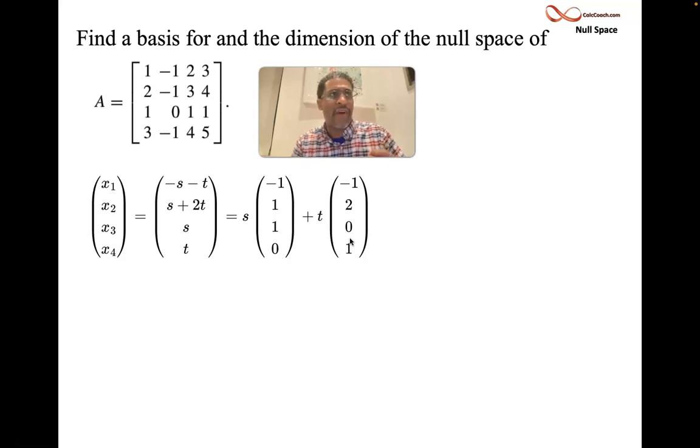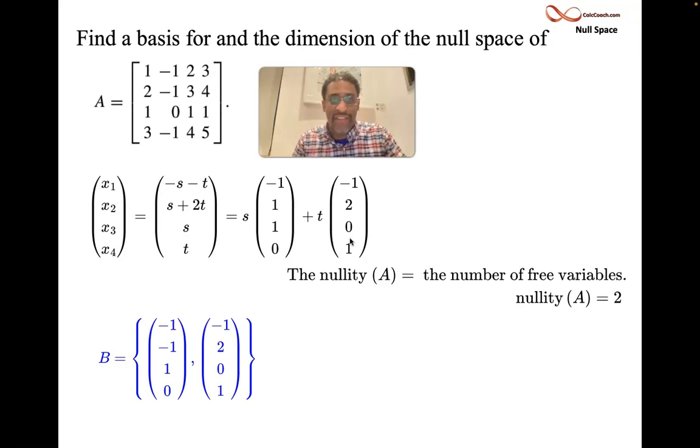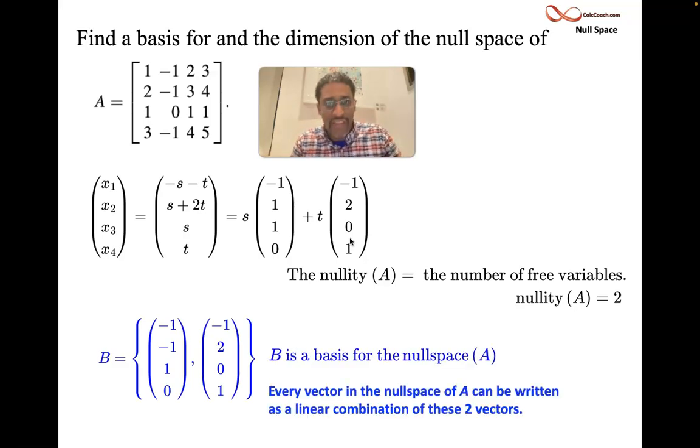Our job: find the dimension of the null space and find a basis for the null space. The number of vectors here will be the number of free variables. We could have answered that question earlier. We saw we had 2 free variables, so the nullity is 2. But when we go through this process, we actually see these 2 vectors. We take these 2 vectors as the vectors in our basis. Any linear combination of these 2 vectors will give us a solution to the homogeneous system. They form the basis for the null space.